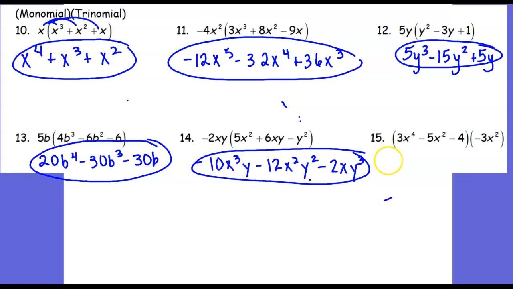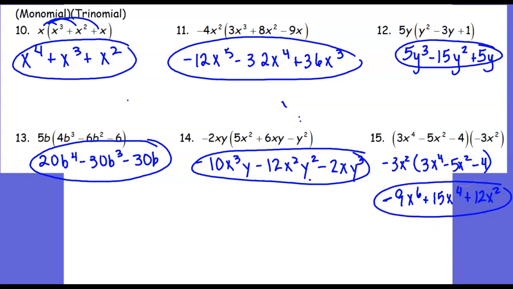Okay, with 15, we're going to bring the negative 3x squared, okay, to the front. 3x to the fourth minus 5x squared minus 4. Now we're going to distribute. We'll get negative 9x to the sixth power plus 15x to the fourth power, okay, plus 12x squared.